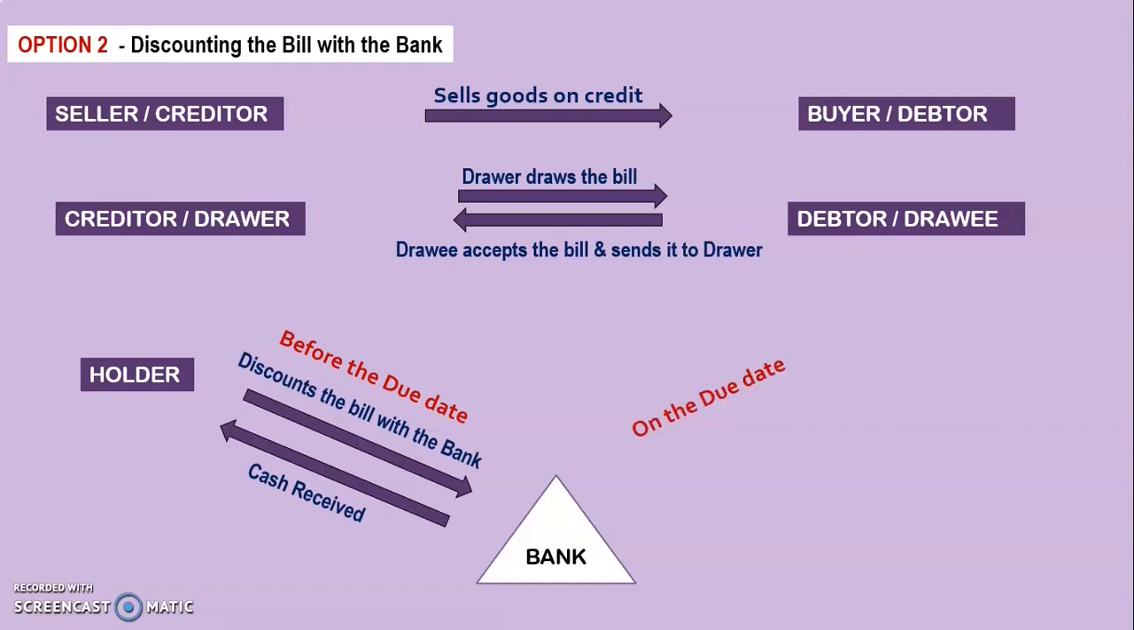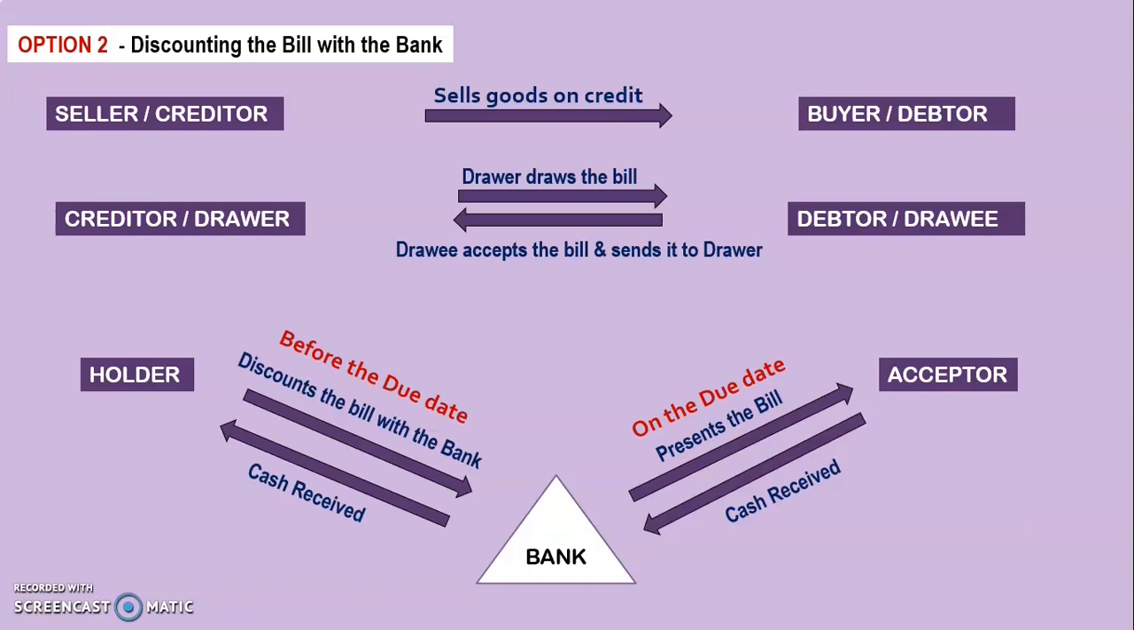Then on the due date, the bank will approach the drawee or the acceptor of the bill and present the bill for payment. The drawee pays the amount of the bill to the bank.